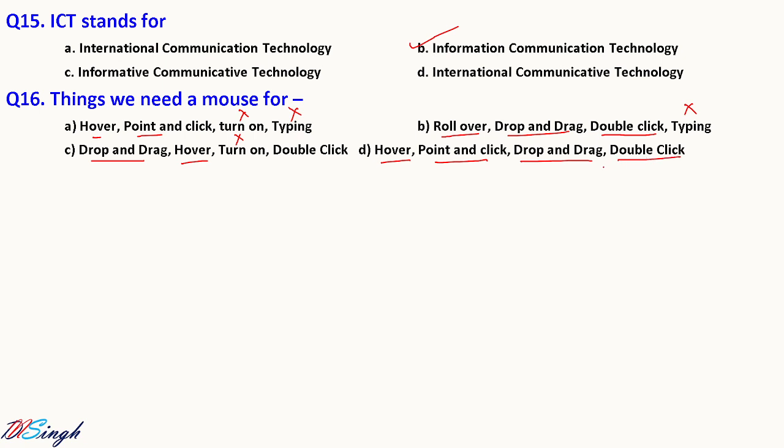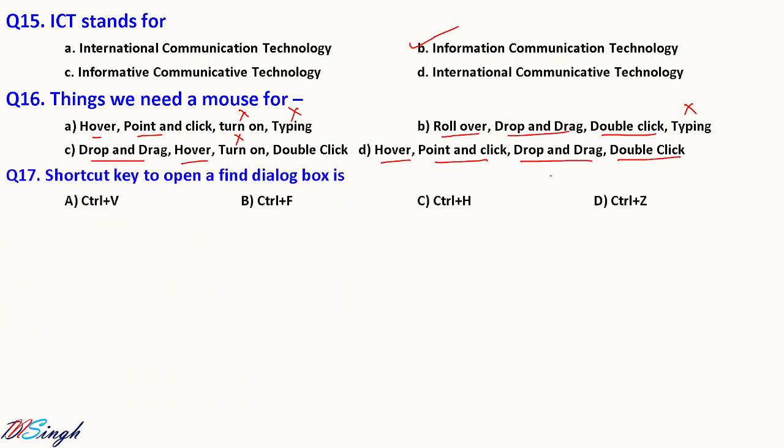When you click two times the left button of the mouse in a row, that is called what? Double click. If you hover your mouse pointer over the screen, that is called hovering. Okay. So next is point. Whenever you are putting your mouse cursor on any point on the screen, that is called pointing. And if the left click button is pressed one time, that is called click or left click. Let us go for the next question.